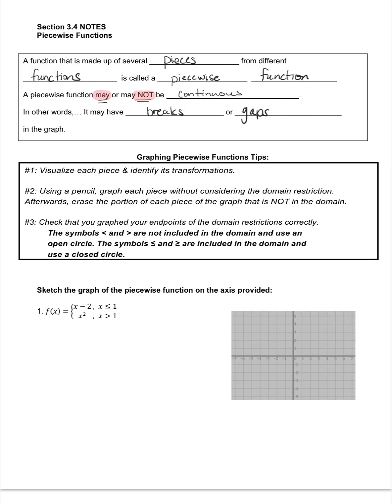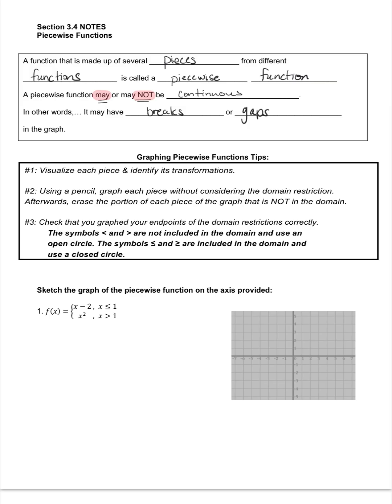So let's start first with graphing piecewise functions. And here are some tips. There's obviously more than one way to do this. I like this way because if you're a visual person, it really helps you to see what is happening and what we need to do with the graph. First, you want to visualize each piece and identify its transformations. Using a pencil, graph each piece without considering the domain restriction. Afterwards, erase the portion of each piece of the graph that is not in the domain.